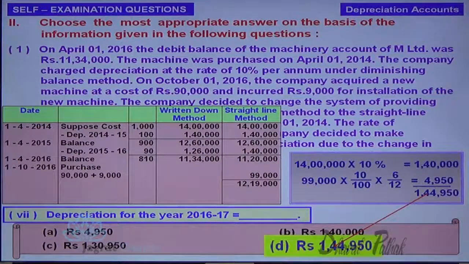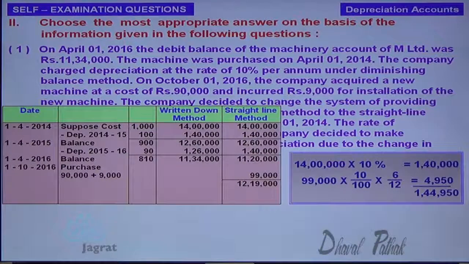So the additional purchase of machinery is considered and the depreciation thereon is provided at the rate of 10% for 6 months by the straight line method. Here the depreciation is calculated on the cost of purchase of the machine, 99,000. That's an important point to be noticed.